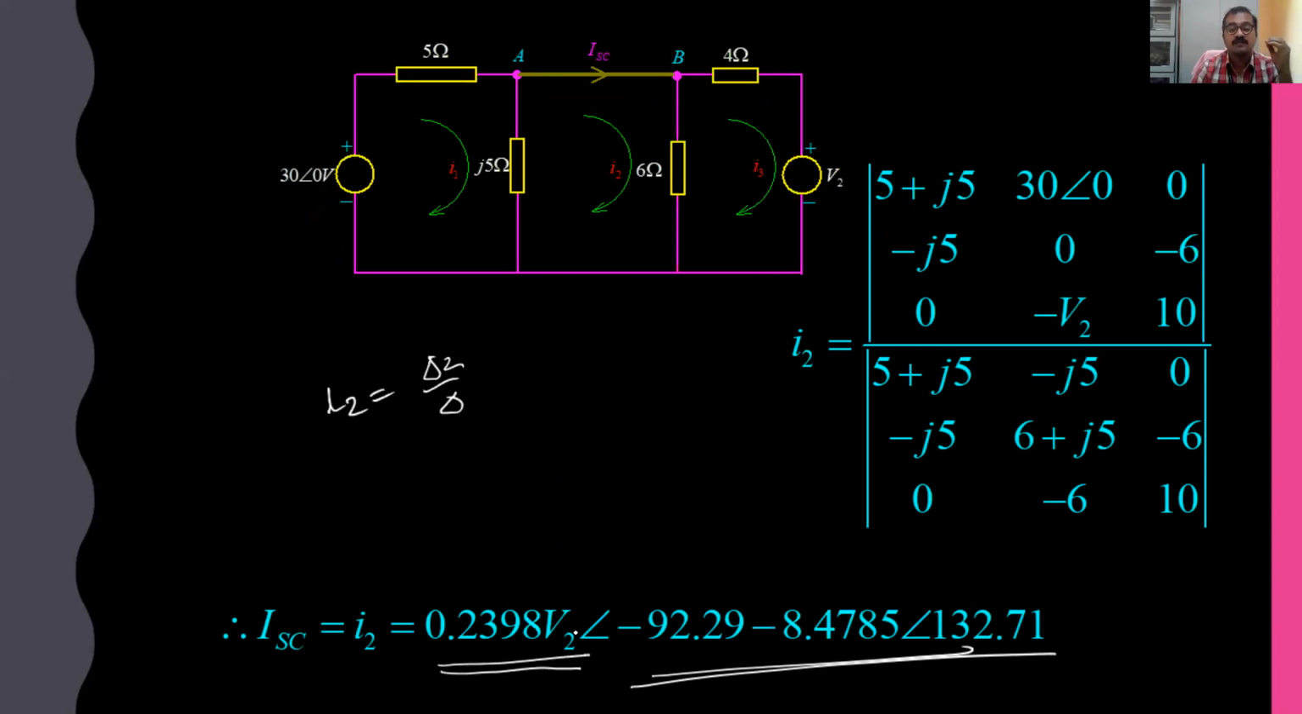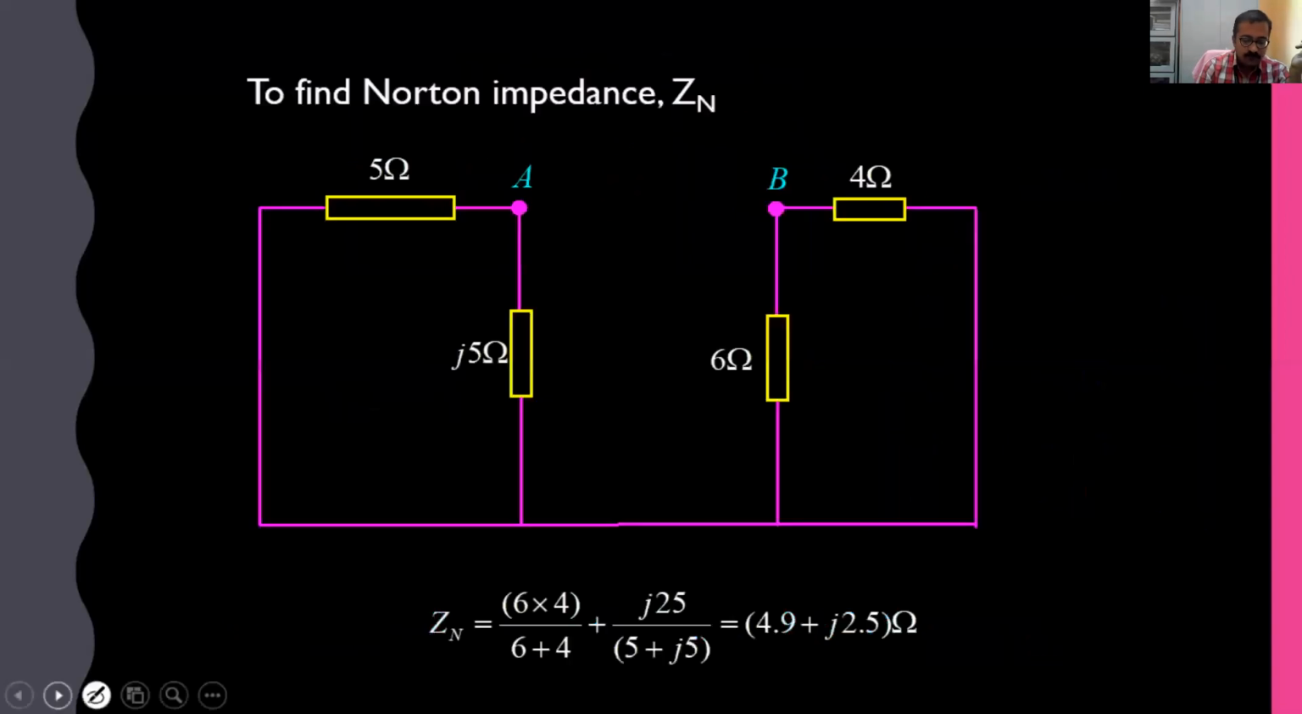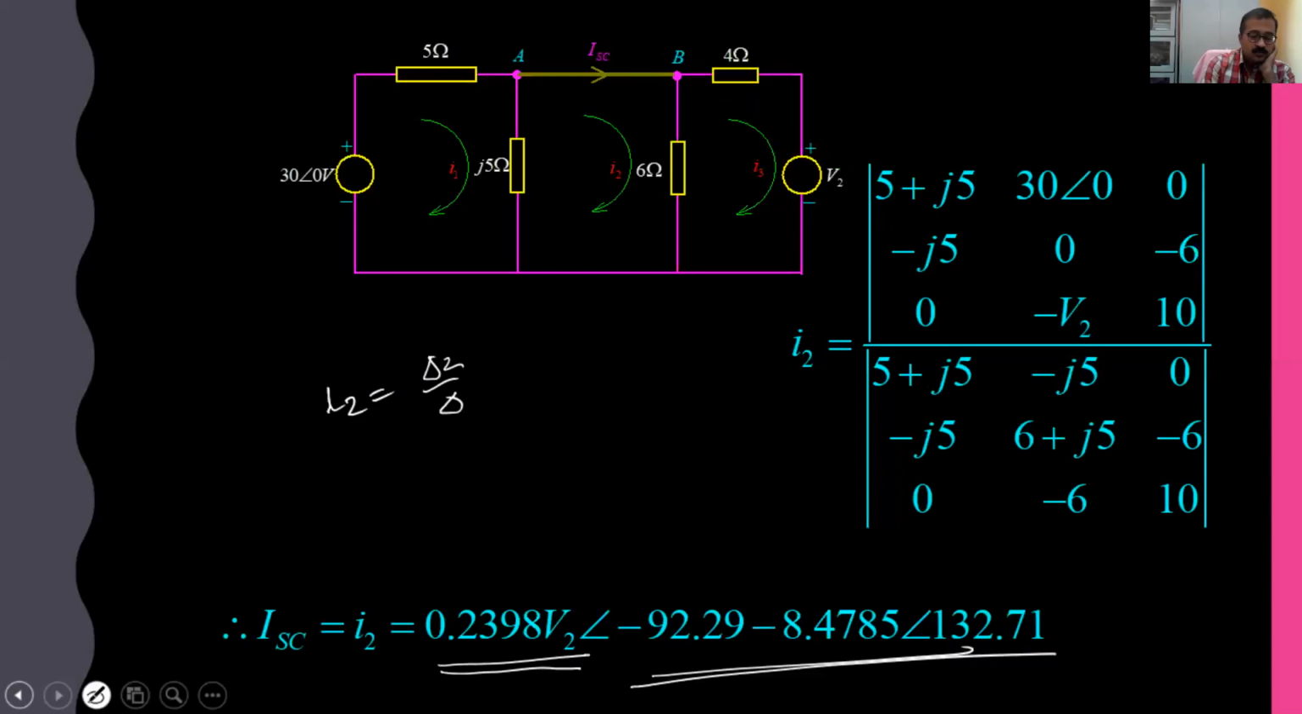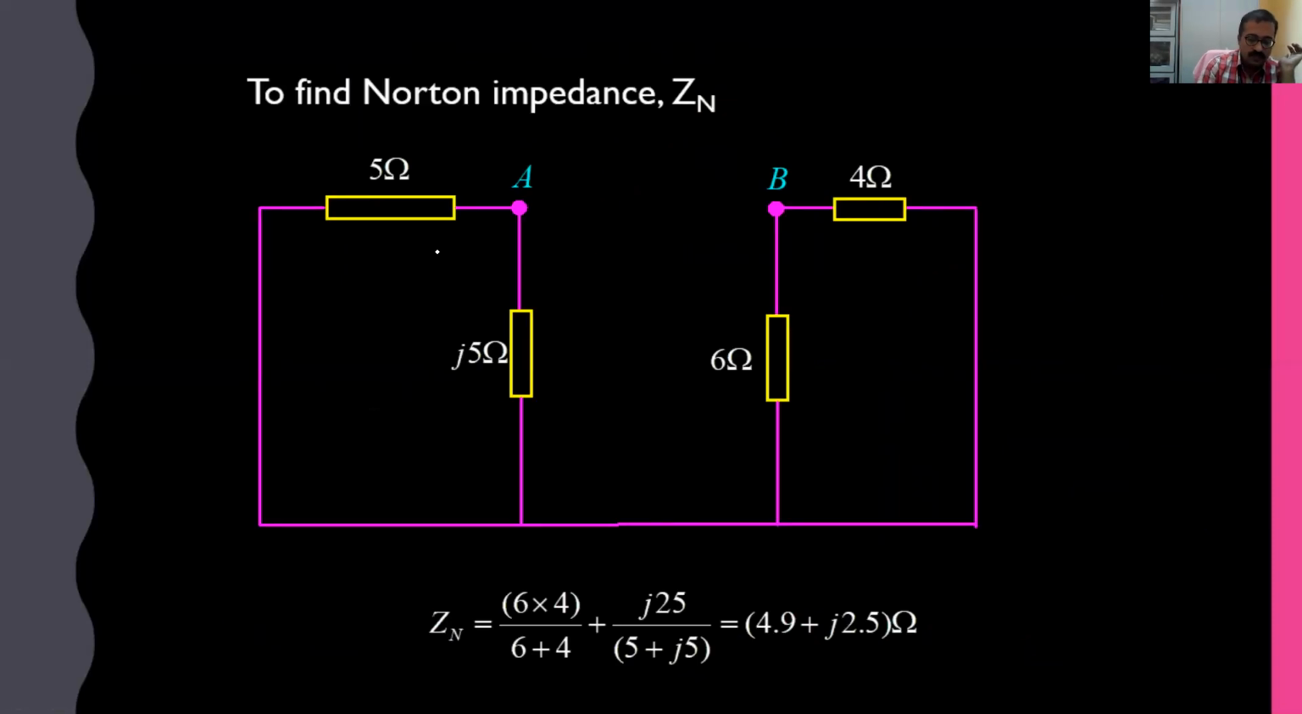Now what next? We have to calculate the Norton impedance. How will you find the Norton impedance? Replace all the sources by their respective internal impedances. So this voltage source must be shorted. This voltage source must also be short circuited, which will give you this figure. Now how will you find the effective impedance? Assume a current is entering point A. At this point, it will split into 2. One will flow through 5 ohm, another through j5 ohm. Means 5 and j5 are in parallel, and 4 and 6 are in parallel. These two are in series, which means your Zn is 4.9 plus j2.5 ohms. That will be your Norton impedance.